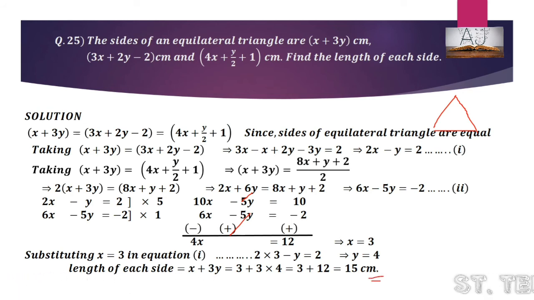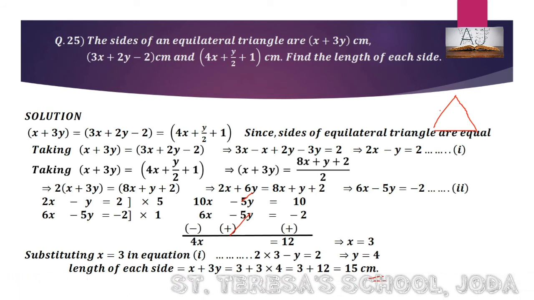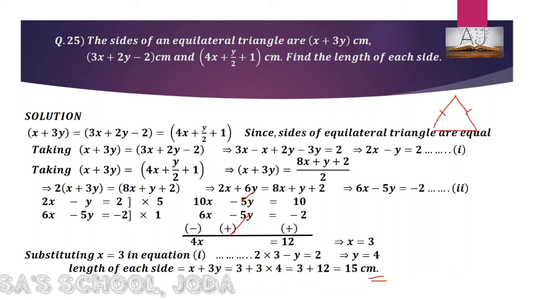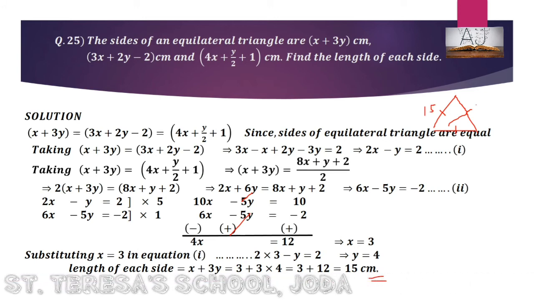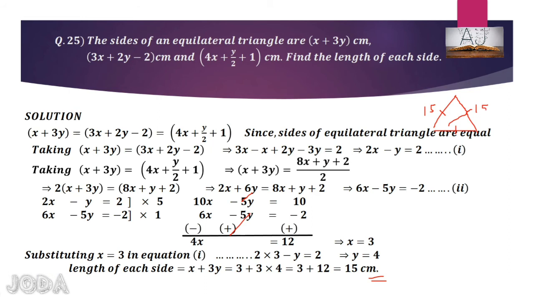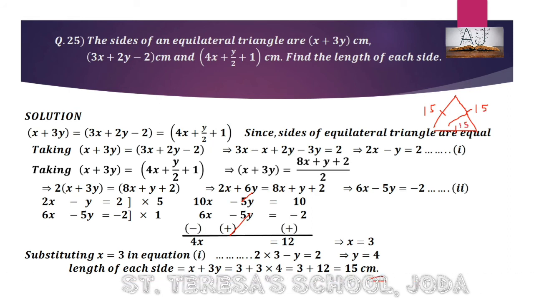So the length of the sides are this. All the three sides were equal, isn't it? Since all the three sides were equal, so all of them will be 15, 15, 15 only. This will also be 15. This side will also be 15. And even this side will also be 15 cm. So all the three sides are 15 cm.